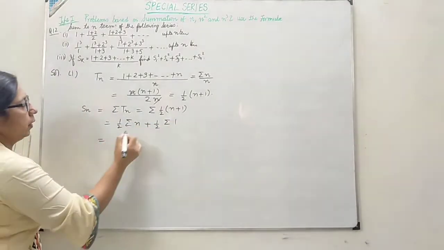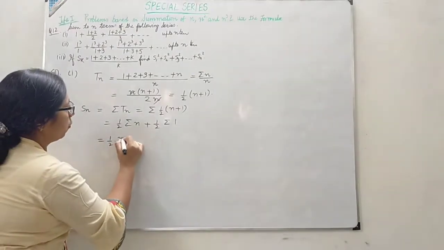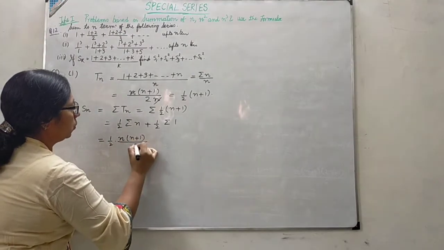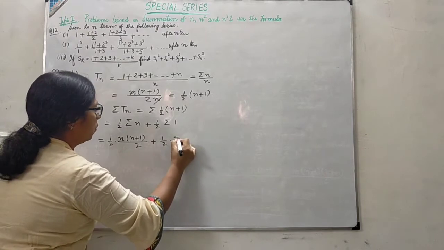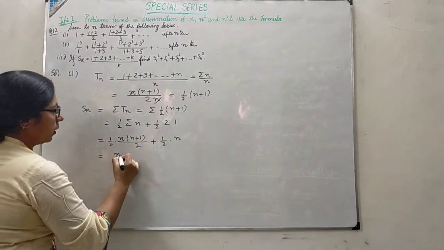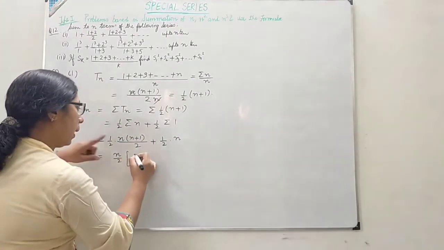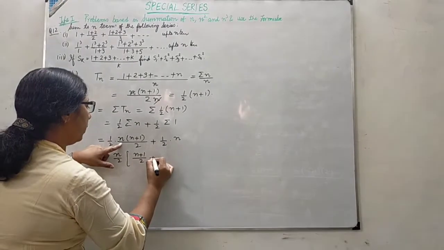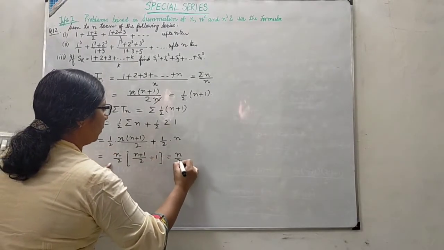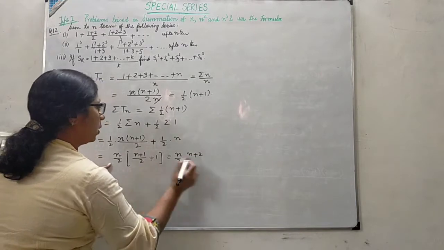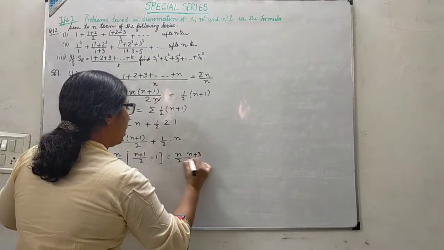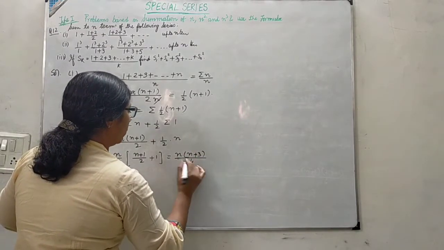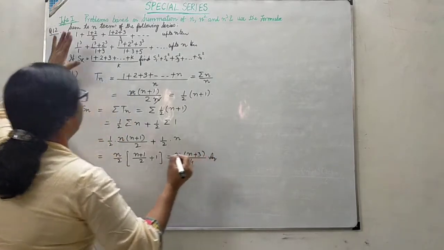So we have already considered these as the formula n into n plus 1 by 2 and plus half into n. So we are left with n by 2 and then n plus 1 by 2 plus 1. So this is your n by 2, n plus 3, and then we are having 4. We can always verify our answer.